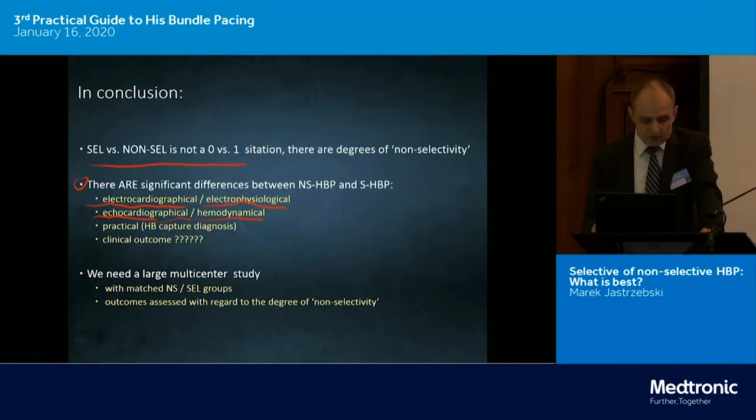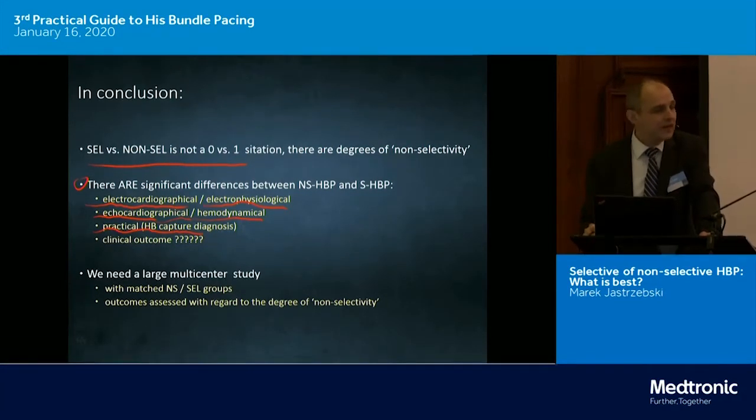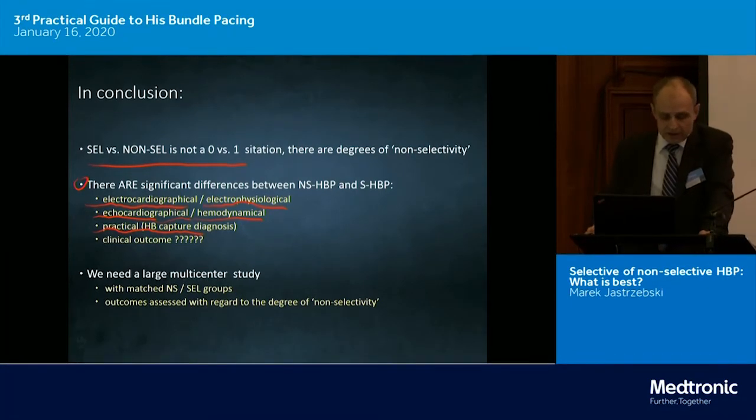So far, we have no good data for that, but I'm sure that the patients with broad QRS during non-selective capture would have inferior hemodynamics of the heart. It also translates to practical differences, like His bundle capture diagnosis in the ECG, like myocardial ischemia assessment in the ECG. Whether this translates to clinical outcome, because this is probably the thing that is most important, and the answer to that question is most important to us, I don't know.